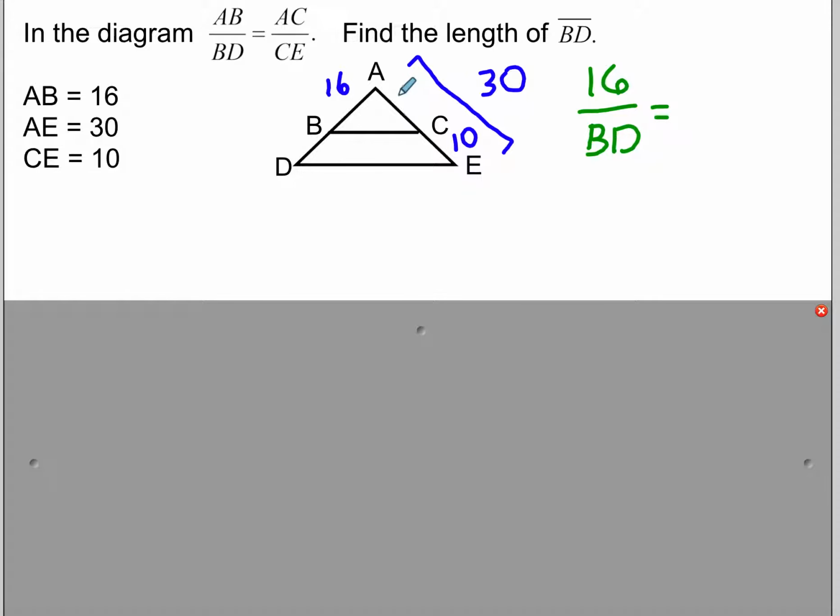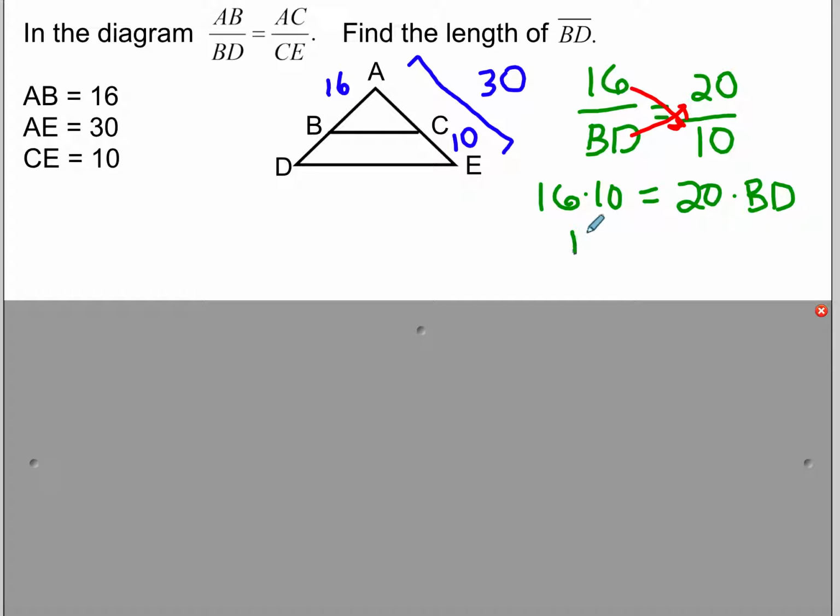Do we know what AC is? We're not originally given it, but if we know that this whole side is 30 and this little CE section of it is 10, then AC would have to be 20. So we know AC is 20, and then we're obviously given that CE is 10. This is a proportion that I can obviously solve. Okay, so let's do that. 16 times 10 equals 20 times BD. And 160 equals 20 BD.